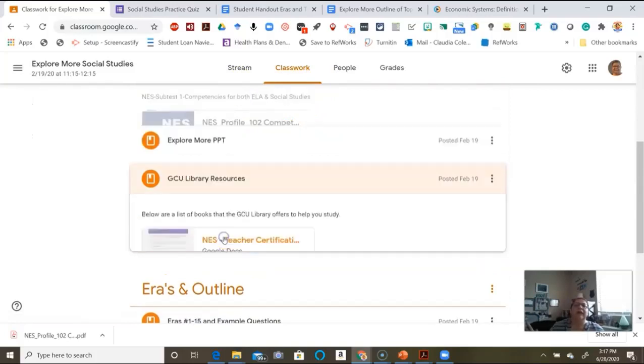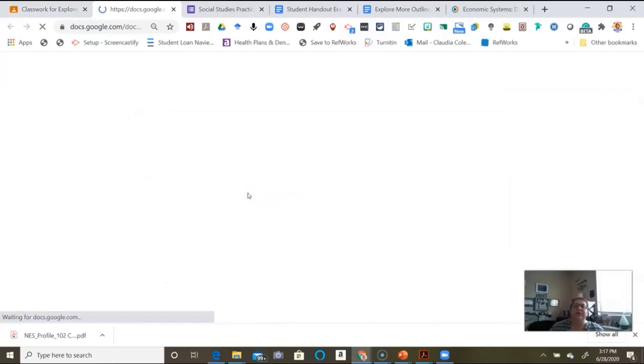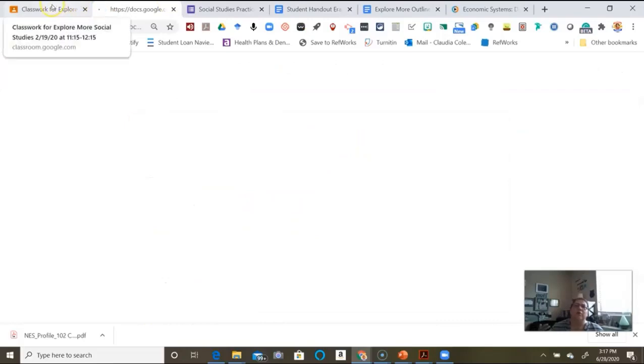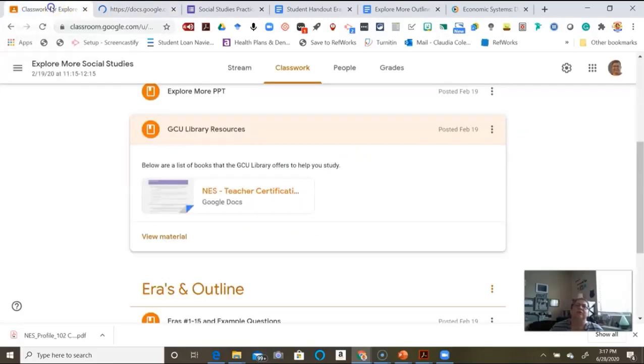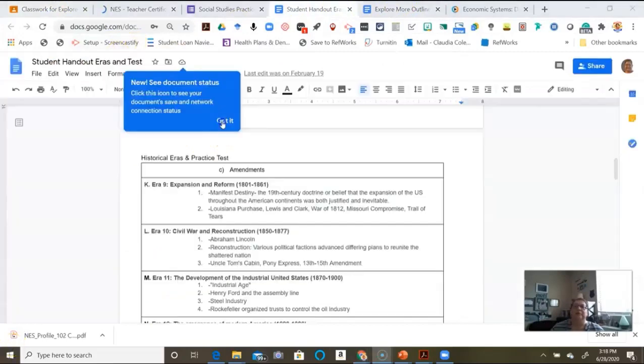So then GCU library resources. It's important for you to know that our library at GCU offers a lot of resources that you are welcome to use. So hopefully this Google Doc will not take long opening. I will go back to it. The era outline and example questions is on here as well. So let me go ahead and show you that.